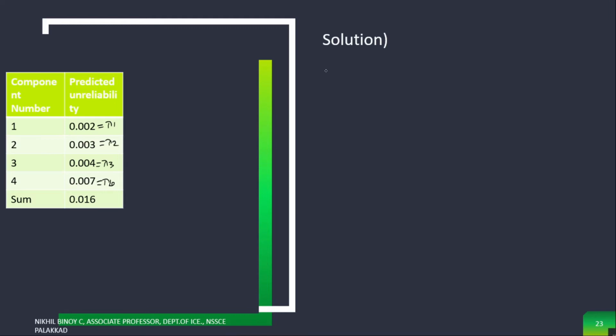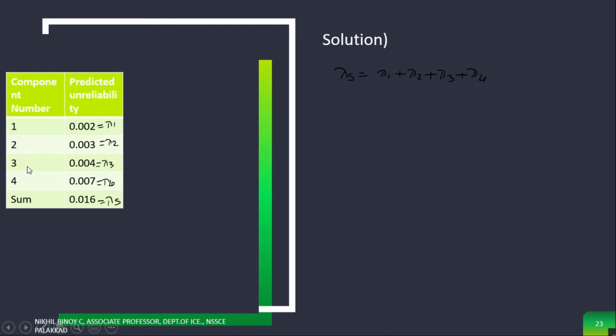Now what do we have to find? We have to find the failure rate of the system, that is lambda S equal to lambda 1 plus lambda 2 plus lambda 3 plus lambda 4, that is equal to 0.002 plus 0.003 plus 0.004 plus 0.007, that is 0.016. So this last one is the sum of lambda 1 to lambda 4, that is lambda S.